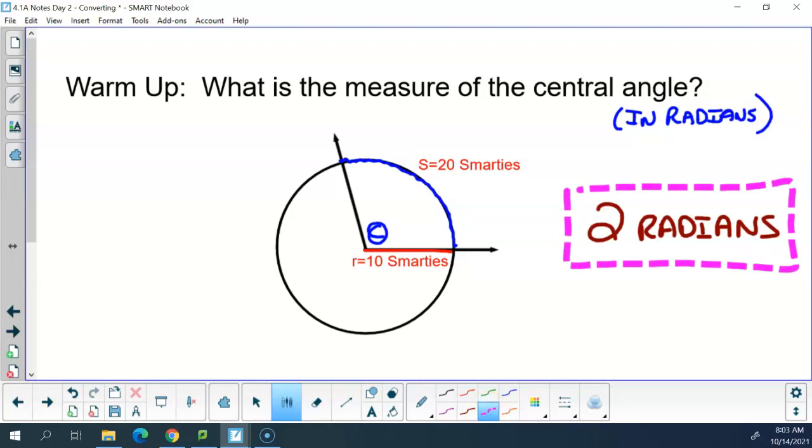Because I went 2 radii. Radii is the plural of radius. When we go on the arc, I would go 10 for my first radius, so that's 1 radian. Then I had to go another 10 to get the full length of 20. So that means that my theta here is 2 radians. Okay? Questions, comments, concerns, clarification.